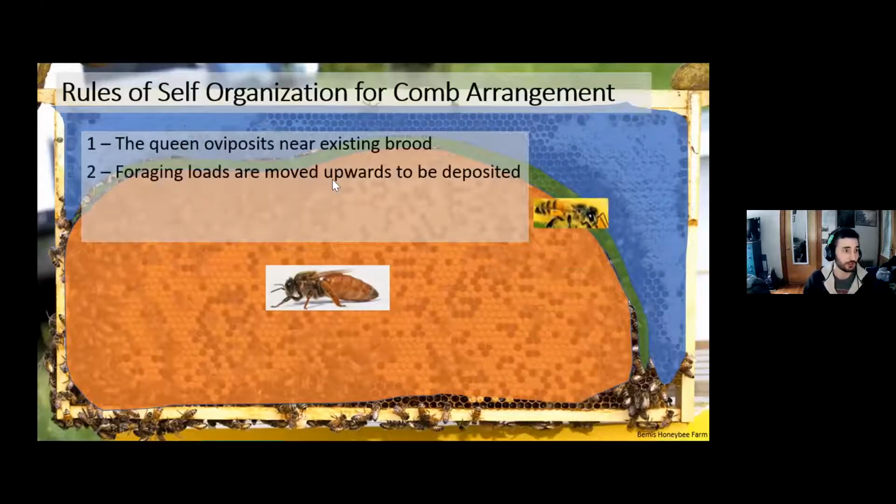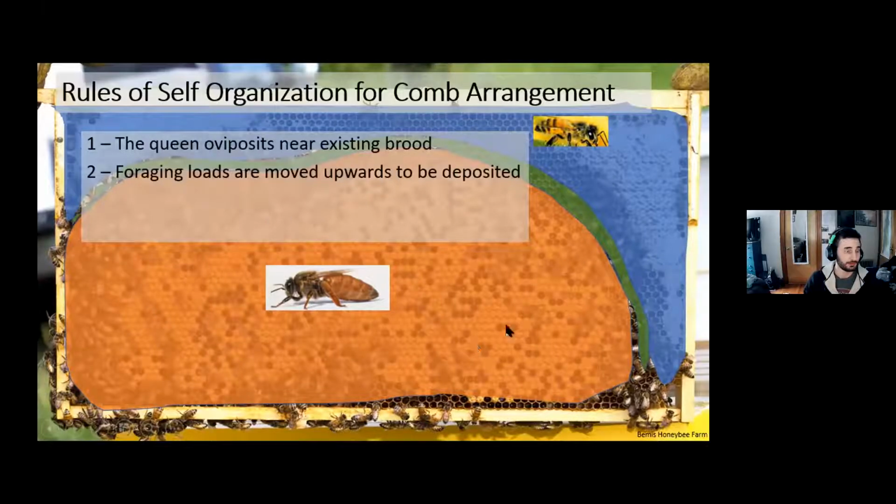Second, foraging loads are moved upwards in the nest to be deposited. Foragers enter the nest and drop off their foraging load with a worker inside the nest. That worker will first look for a place within the brood cluster to drop off that food store. And if it can't find anywhere to do that, it'll start moving upwards to deposit that store somewhere higher up in the nest.